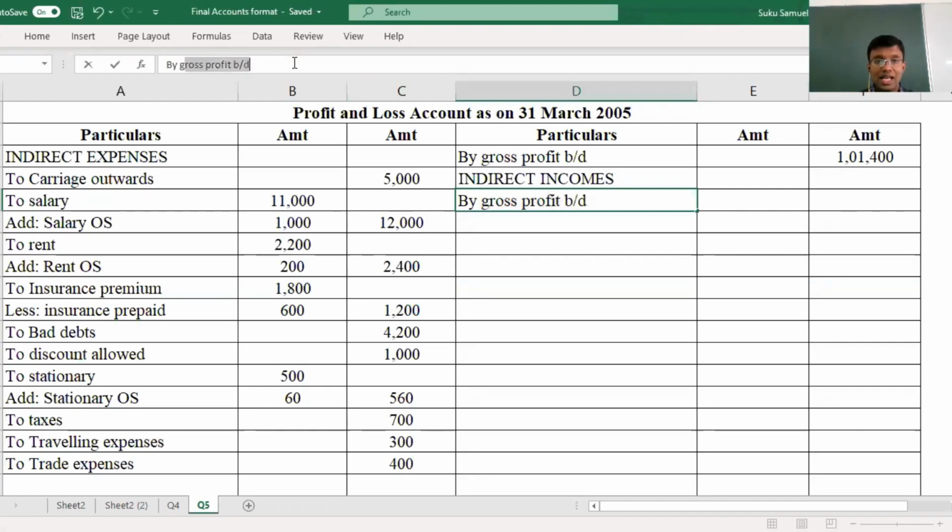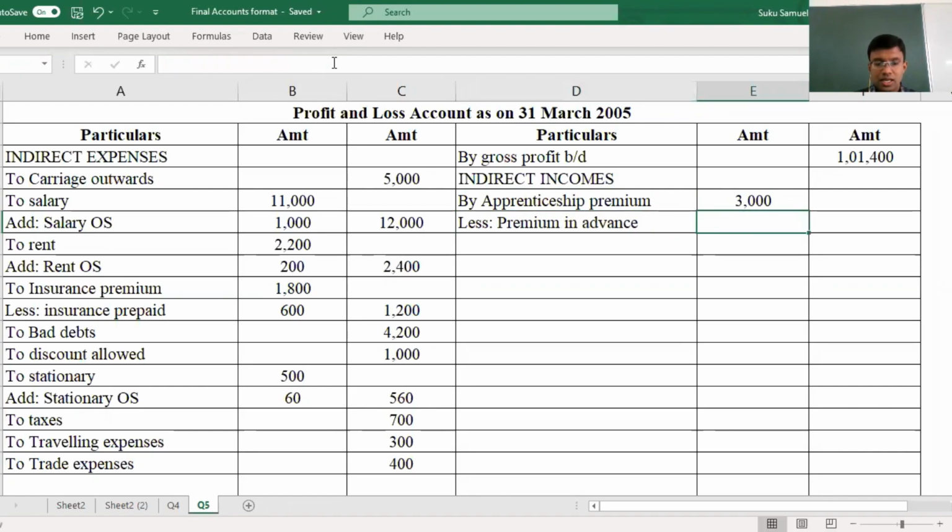So we are treating that as an income that has been considered. Then you have 2 years apprenticeship premium, which is received in advance. So what we have to do is we are treating that as an expense, and what I'm going to do is I'm going to subtract it over here.